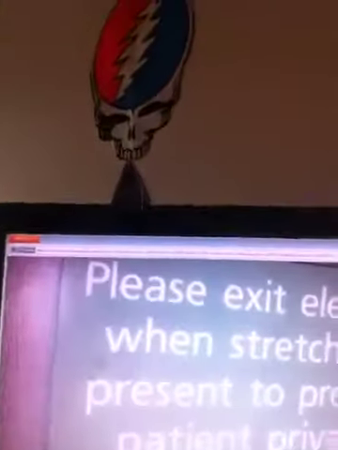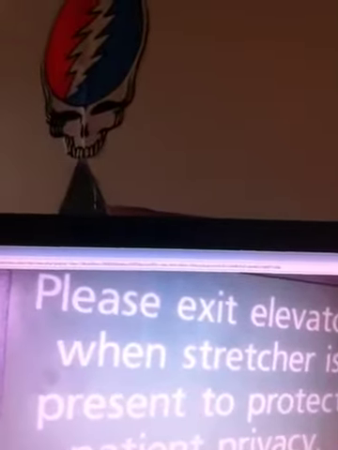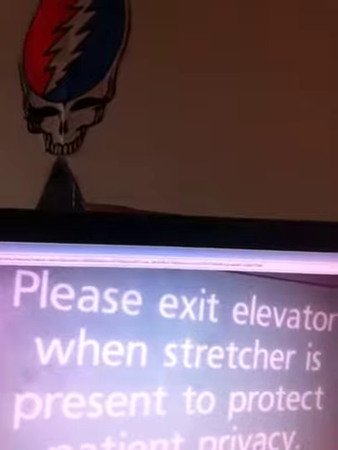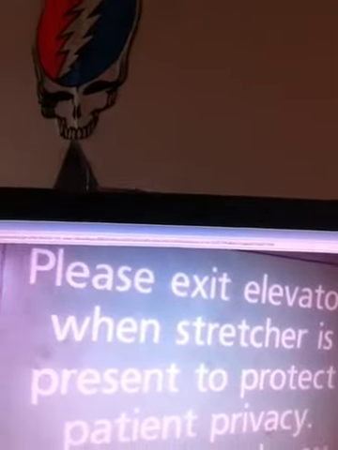The first thing I would like to show you is this sign that is present in the elevators at Sparrow Hospital. As you can see, this sign says, "Please exit elevator when stretcher is present to protect patient privacy." This serves as a preliminary precaution to assure the patients that are admitted into Sparrow Hospital privacy at all times.